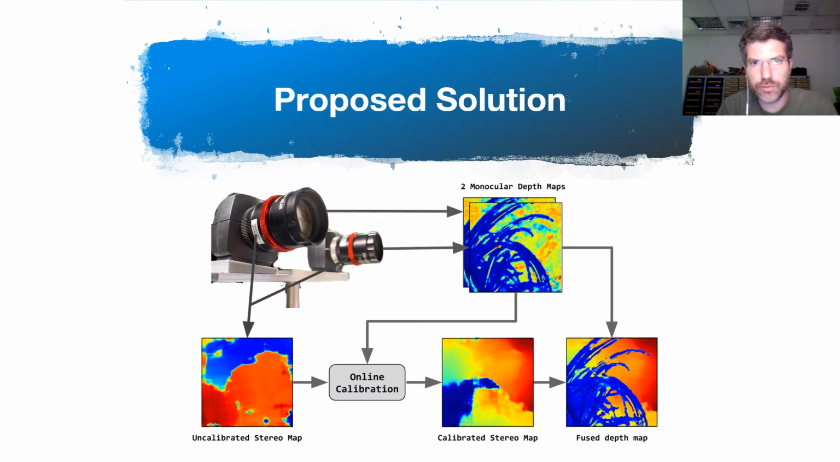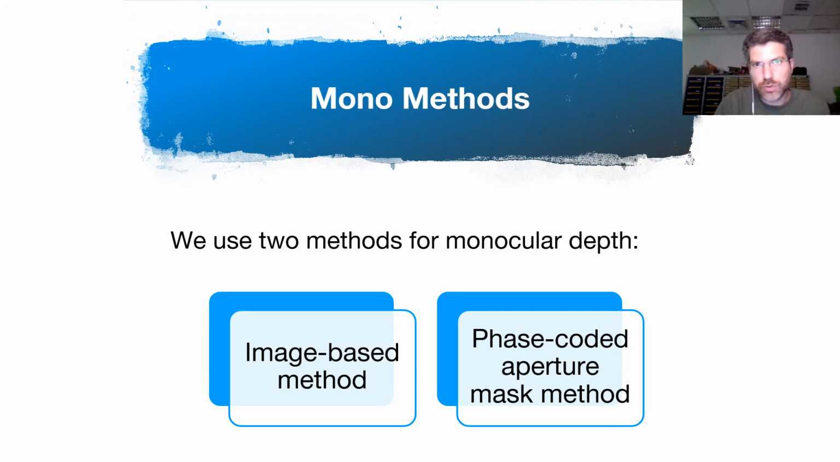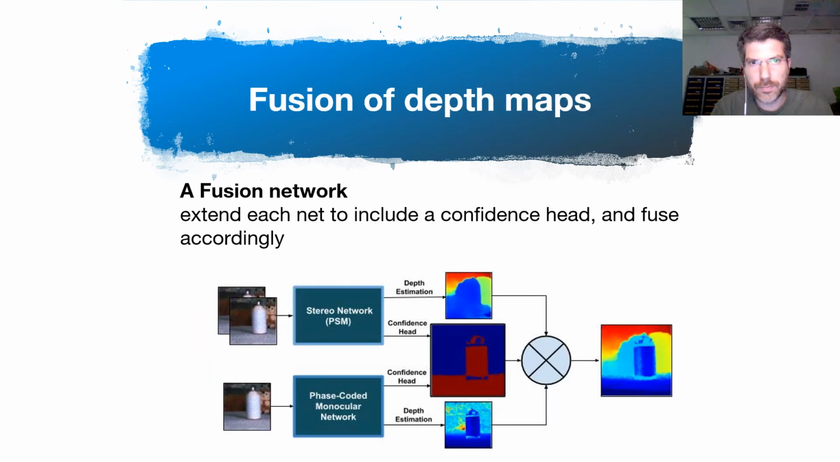Our system is comprised of two cameras that serve as a stereo set and is the source for two separate monocular depth maps. We use the left monocular depth map to extend the stereo depth range and the right monocular depth map to calibrate the stereo set. In our experiments, we use two monocular methods, an image-based method that estimates a monocular depth map based on the image itself, and a phase-coded aperture mask method, a method that requires a phase mask in the lens which enables estimating absolute depth map. To fuse the depth maps, we use the Fusion CNN.